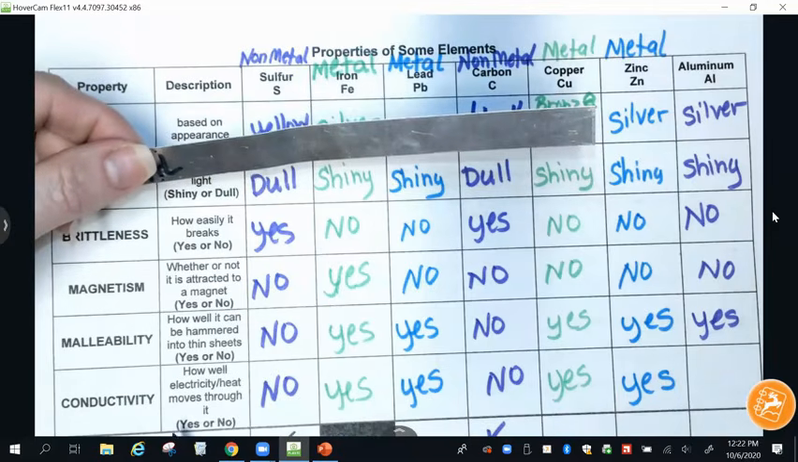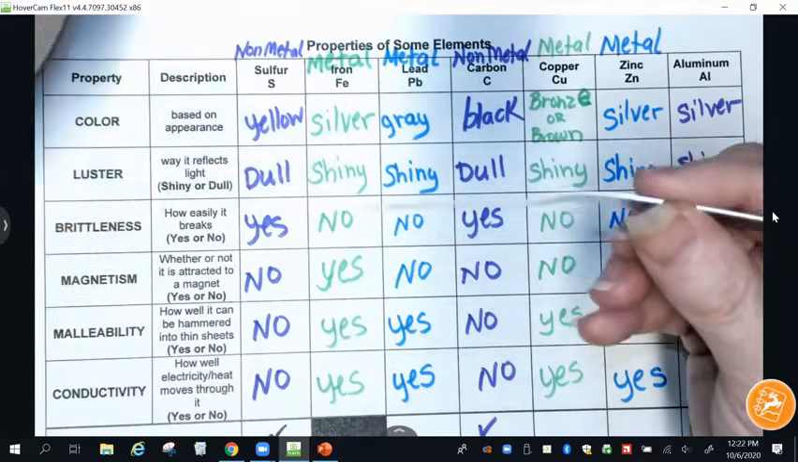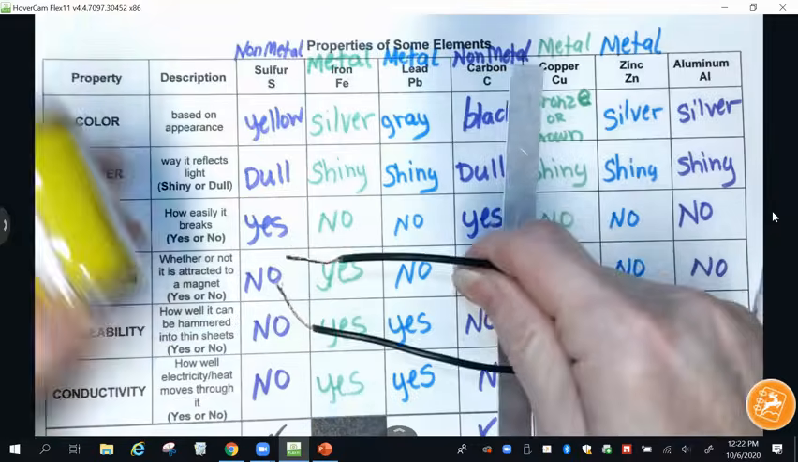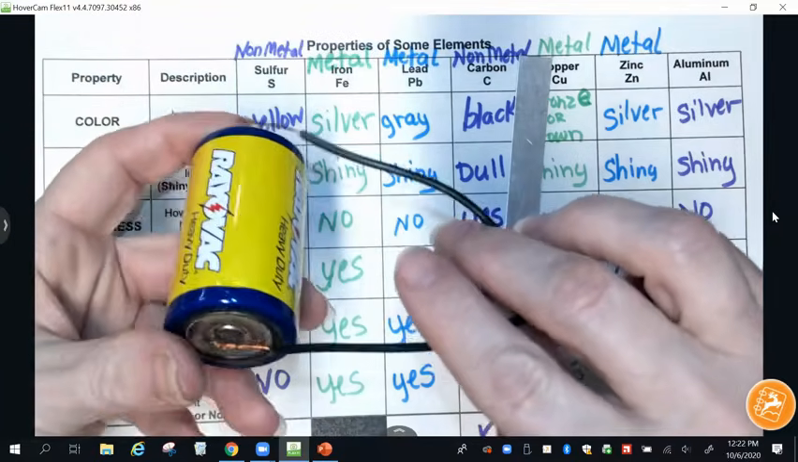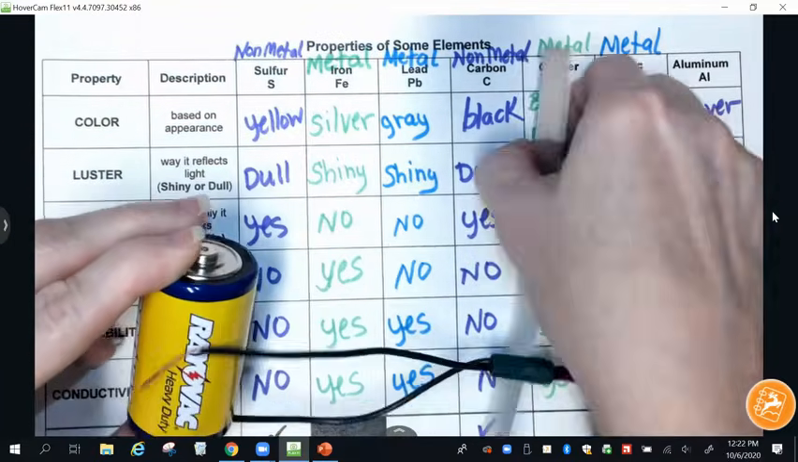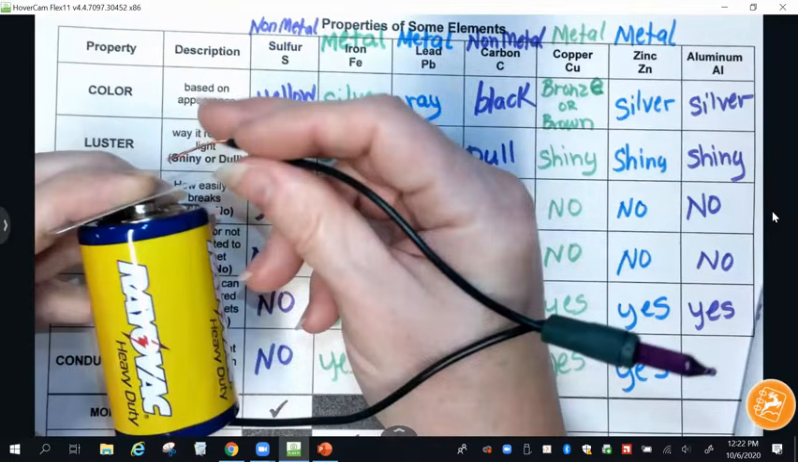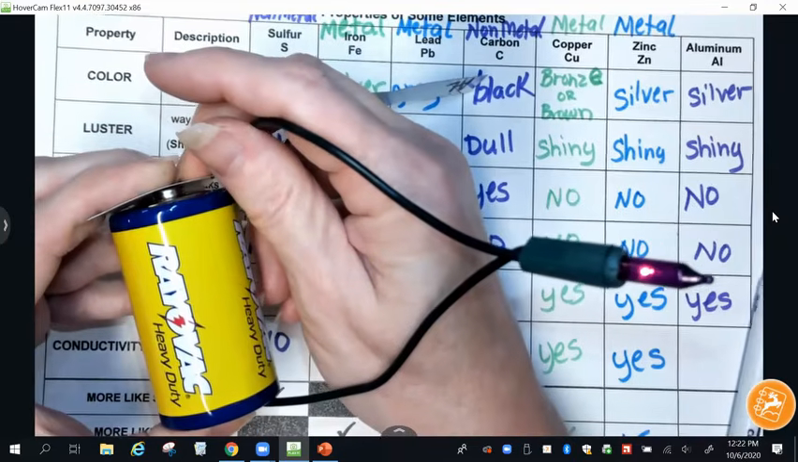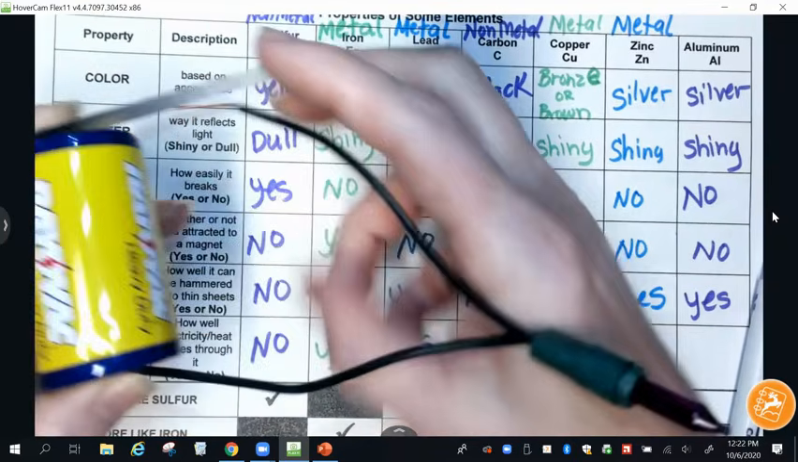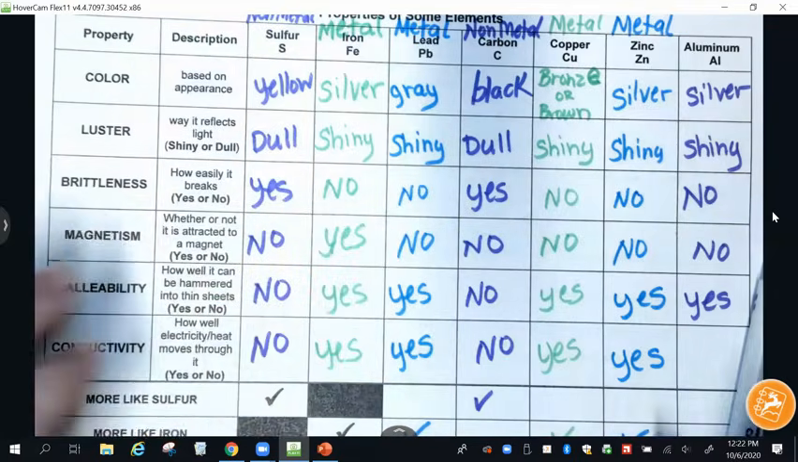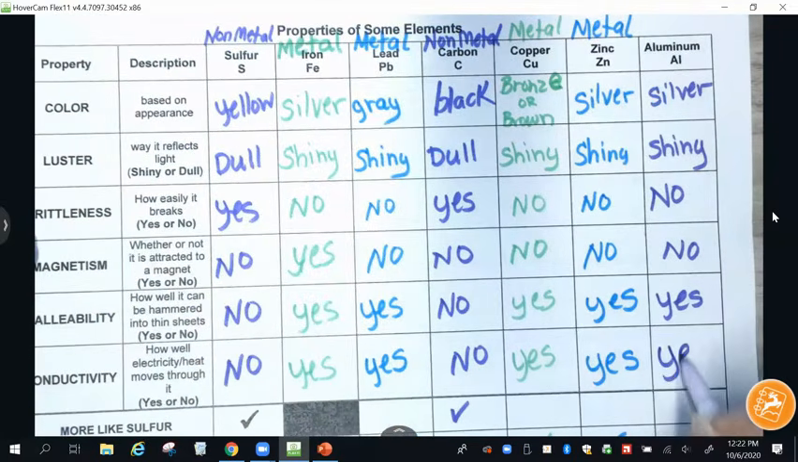Conductivity: is it going to let electricity flow through it? We're going to test it. Let's say yes. That's a hypothesis. I say yes. Okay, look at the light bulb. Let's see if it's going to light up. I say yes. Yes, it did. All right, so we say yes.